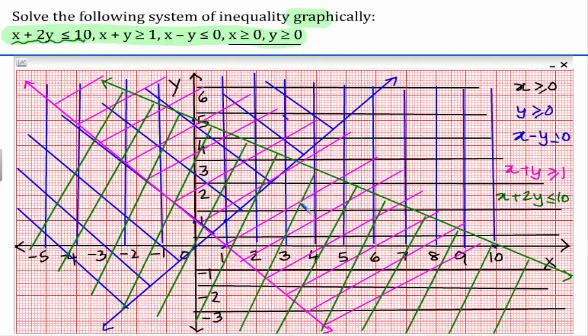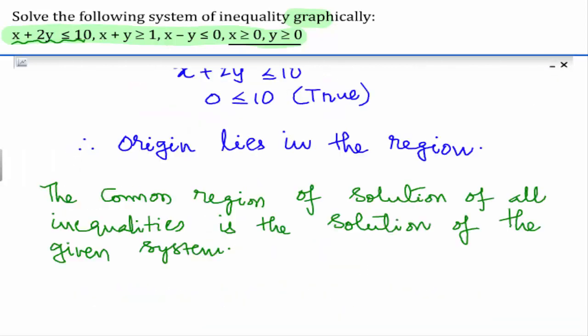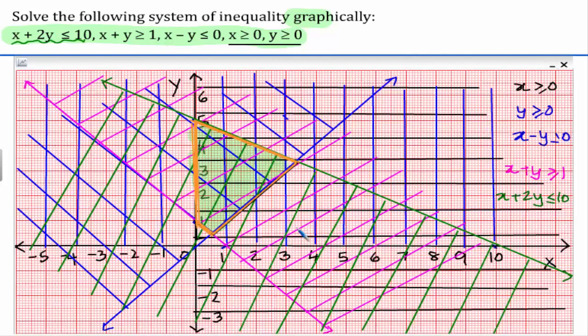Now our aim is to find out the common solution for all the inequalities, that will be the solution of the system. Between these 4 lines, all the points will be the solution of the given inequalities. So the common region of solution of all the inequalities is the solution of the given system. Here is the solution of the system.